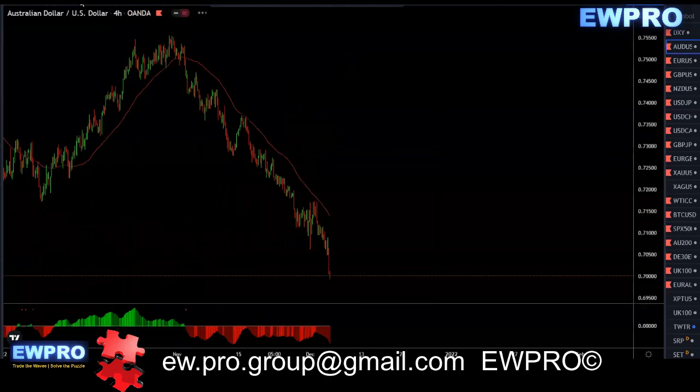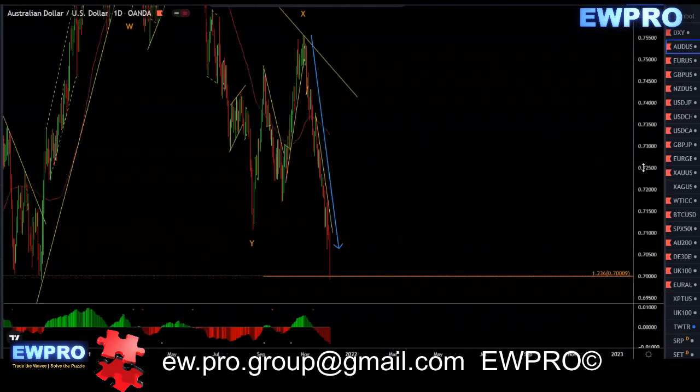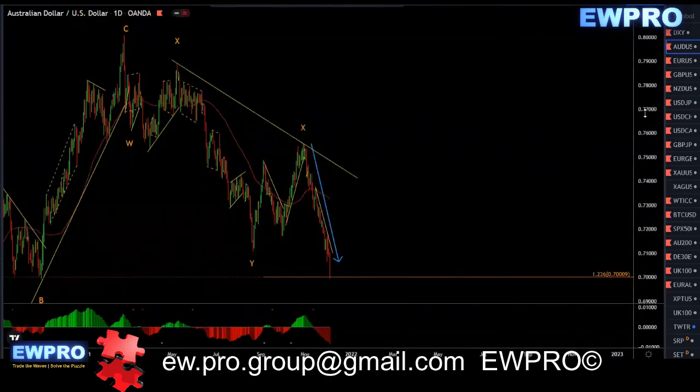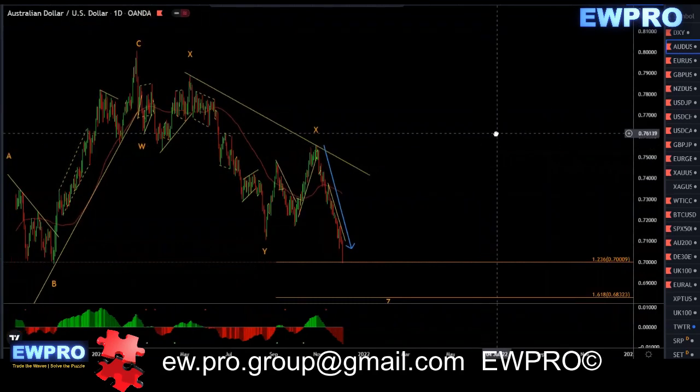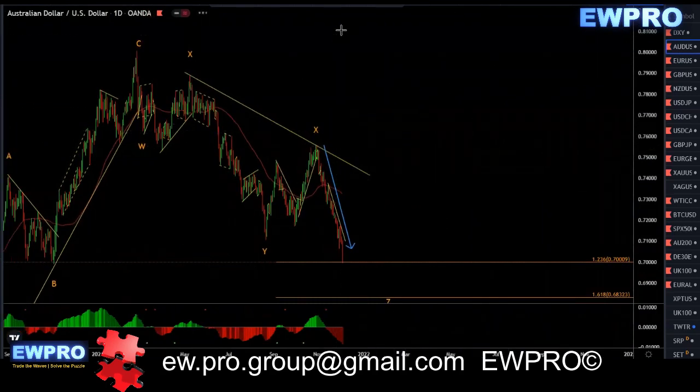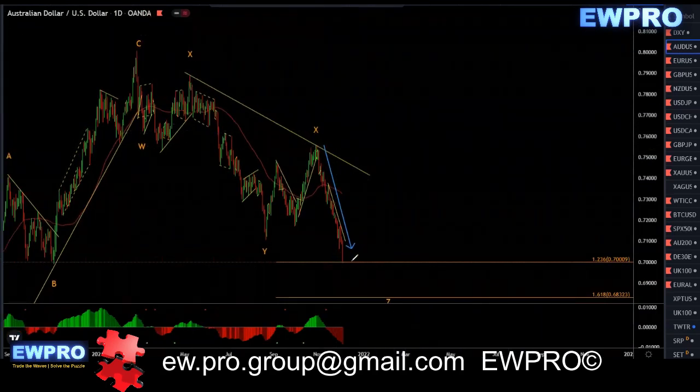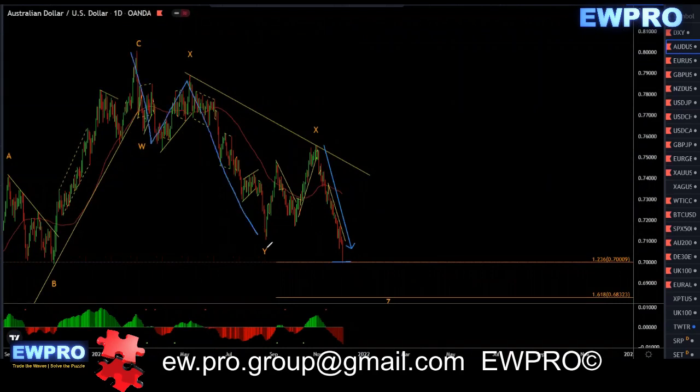AU on the daily. This one's played out. We're down to that first target, that 123.6. So we're looking at WXY, X2. This one bounced off the 100 pip on the H4, and we've got that Z down, down to the first target. It still can get down to the second target, the 161.8, and it is still looking rather bearish.